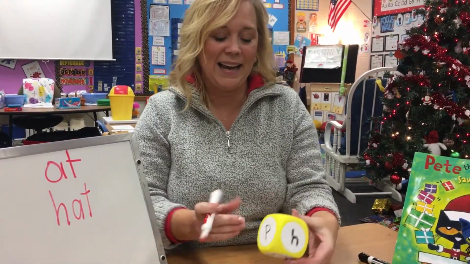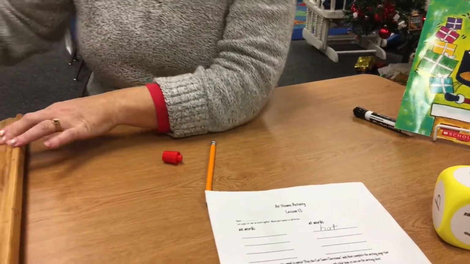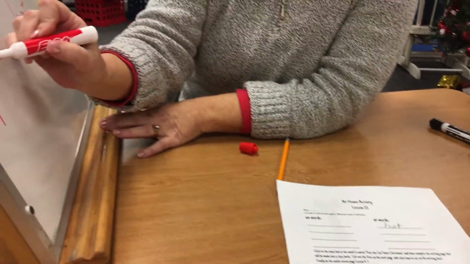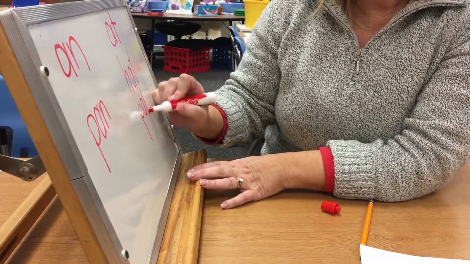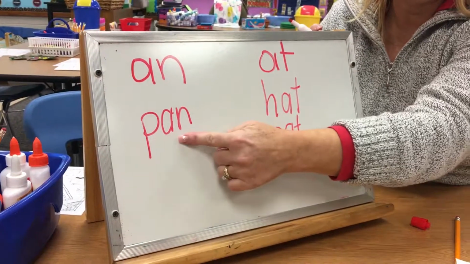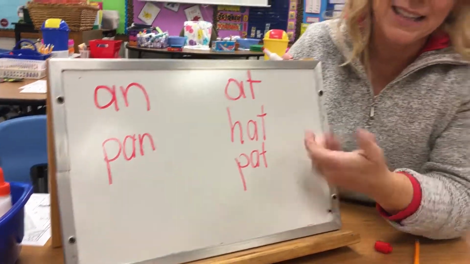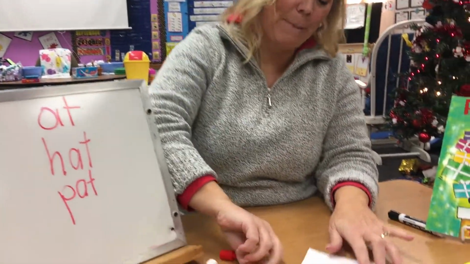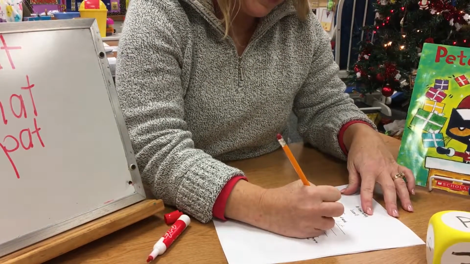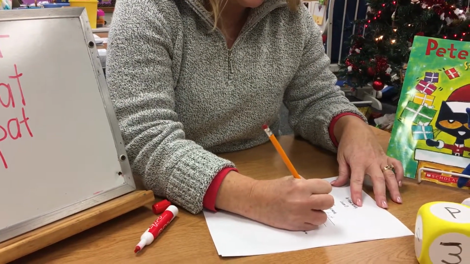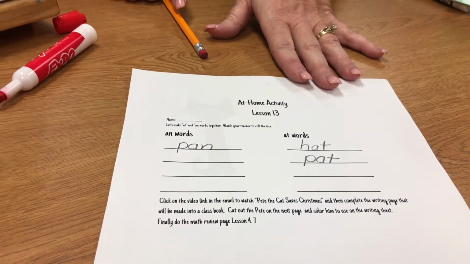Okay, now I'm going to roll the die again. And I've got a P. So I'm going to put a P in front of an and that makes pan. P plus an is pan, and P plus at is pat. Those are both words. So on my paper, I'm going to write pan and pat. And I have them sorted by an and I have them sorted by at.